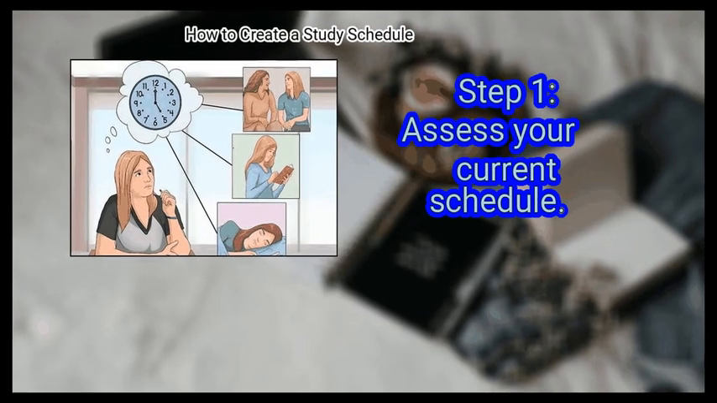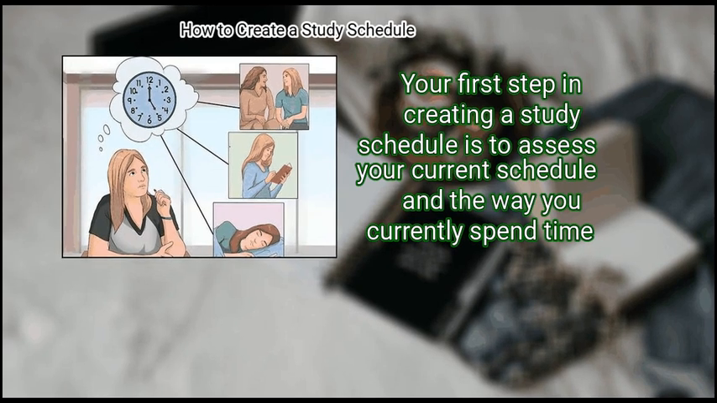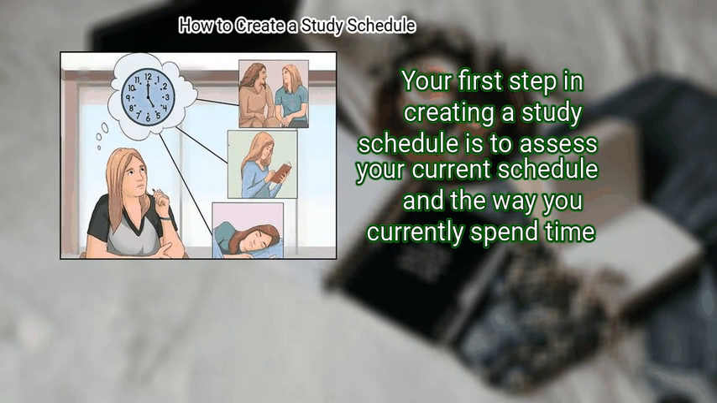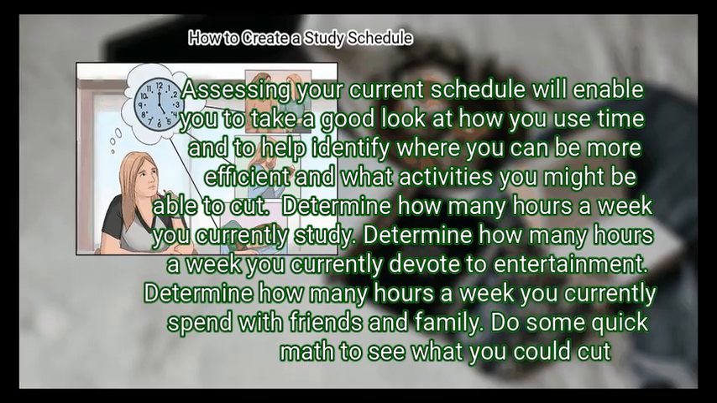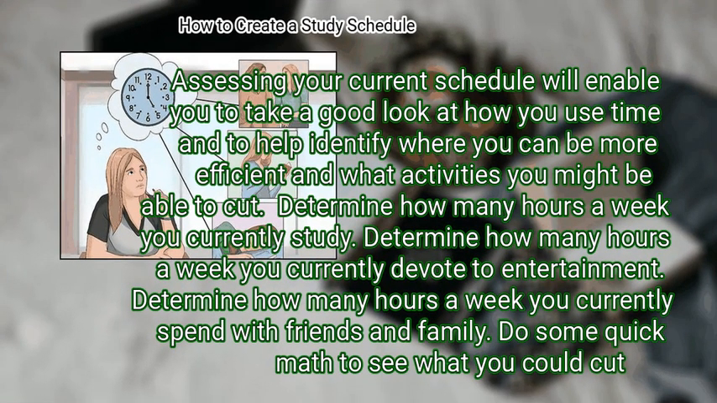Method 2. Considering your schedule and personality. First is assess your current schedule. Your first step in creating a study schedule is to assess your current schedule and the way you currently spend time. Assessing your current schedule will enable you to take a good look at how you use time and to help identify where you can be more efficient and what activities you might be able to cut.